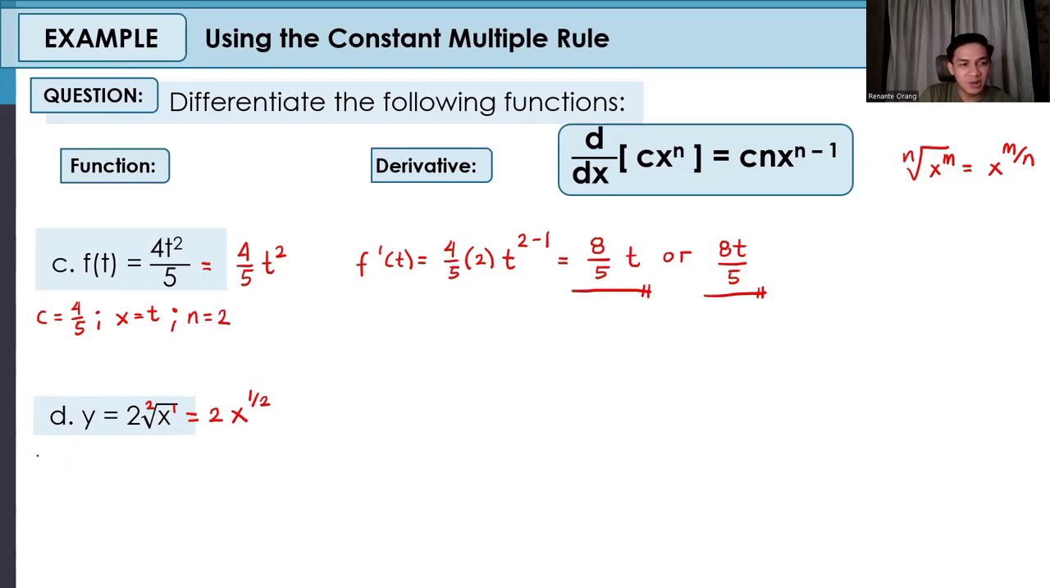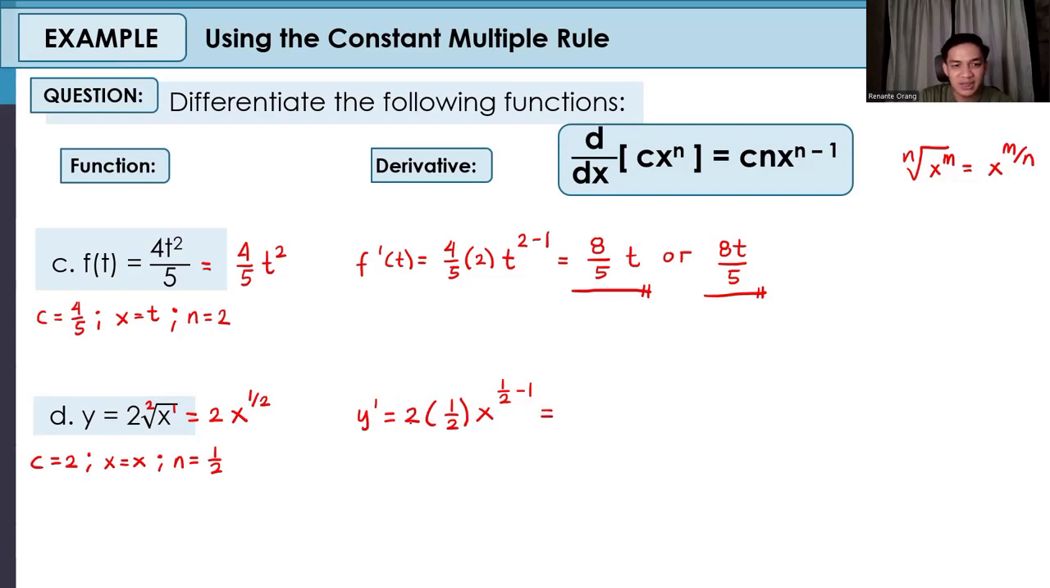So, let us identify our constant, which is 2, yung nasa harap. X po natin, class, is x, yung may exponent. Then, yung exponent natin, which is si n, is 1/2. Proceed tayo in differentiating. Y prime is equivalent to, sundan natin yung formula natin. Constant natin is 2. N natin is 1/2. X natin is x. N natin is 1/2 minus 1.